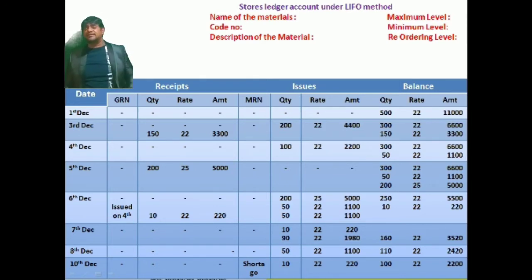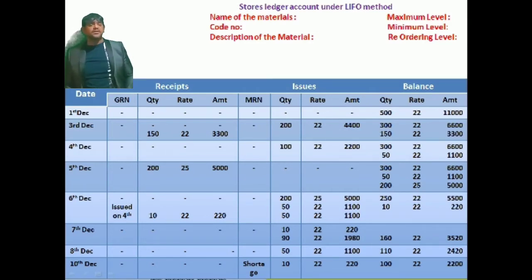On 3rd December, GRN nil. There is a purchase, but before that there is an issue also. Clear? So we follow the order of the problem. If he has given the issue first, we issue first. If he has given the purchase first, we make a receipt entry first. In this problem, he has given first priority to the issue.